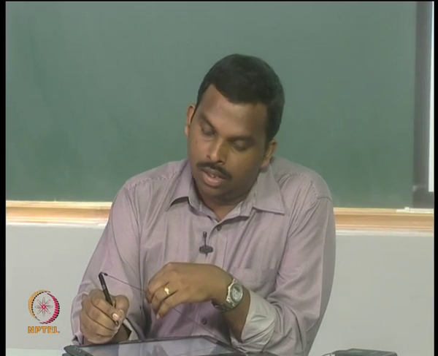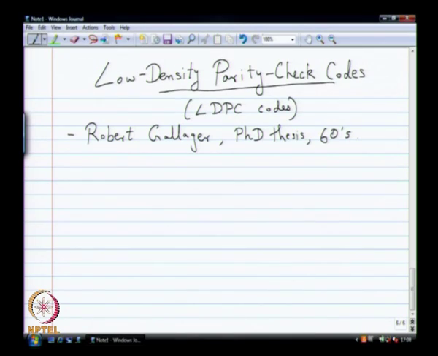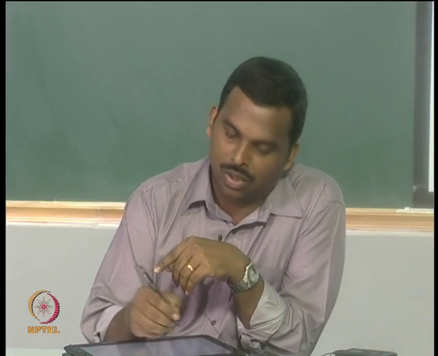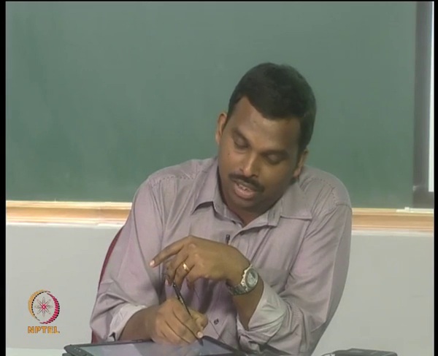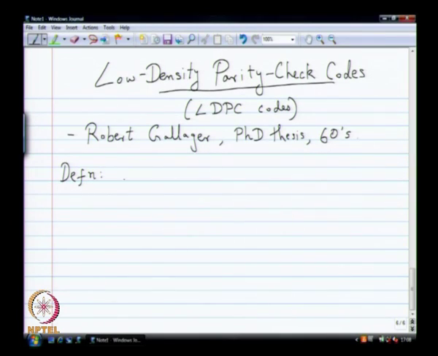Okay, so the definition is so simple that I could have made it in the second or third class that we had. We do not have to wait so long to define low density parity check codes. It is very easy. The definition is basically a linear code with what is known as a sparse parity check matrix.